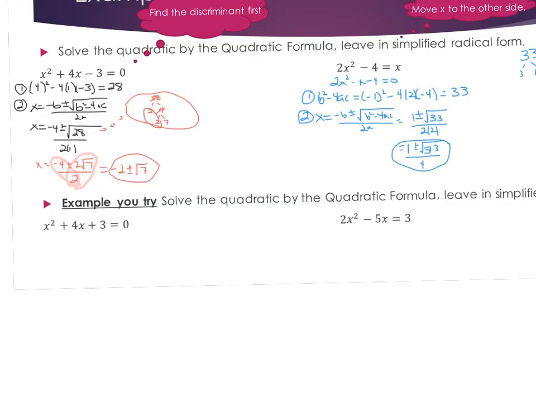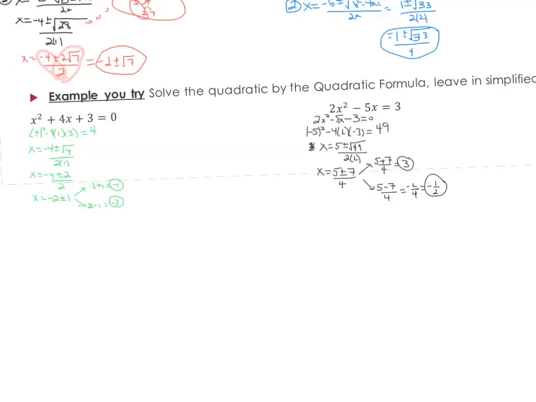Now I want you to take a minute or two and try the 2 example U-tries. So hopefully you'll find the answers for the first example you try to be -1 and -3. Now remember, if you can square root a perfect square, you need to do so, and then you need to give me 2 numeric answers. It is not sufficient to say -2 plus 1. You have to tell me the -1 and the -3.